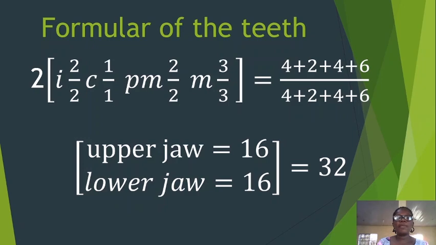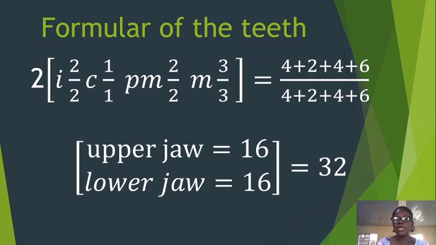Now, if you multiply the two outside the bracket, let's take the first one, the incisor, to the upper jaw. 2 times 2 will give us 4, as you can see written out here. 2 times 1 will give us 2. 2 times 2 will give us 4. Then 2 times 3 will give us 6. So if you add all of them together, the same thing is applicable to the lower jaw.